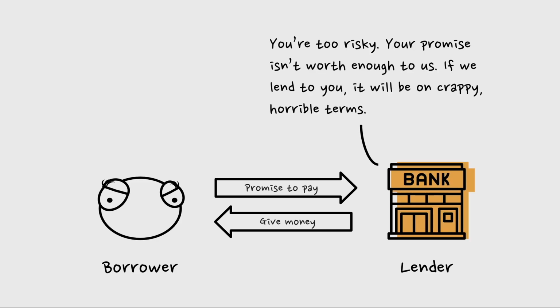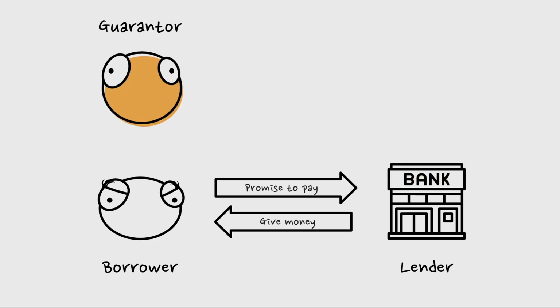And so if the bank looks at her and goes, "You're too risky. Your promise isn't worth enough to us. If we lend to you, it will be on crappy, horrible terms." So if that's what they think, then she can get a guarantor, right? And Bob comes to help out. And Bob is going to then promise to say, "I guarantee the repayment of this loan. I'm going to guarantee it."